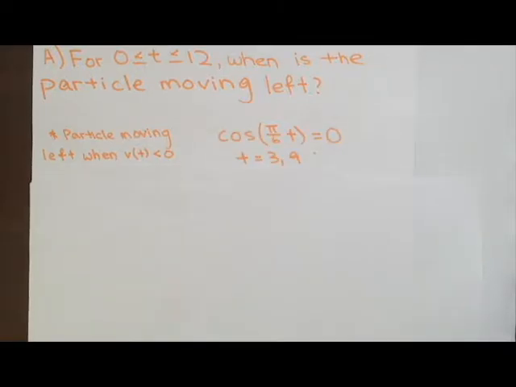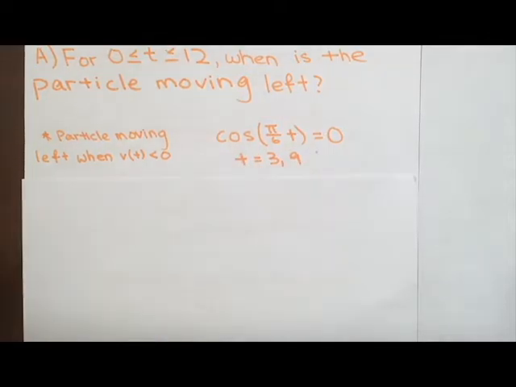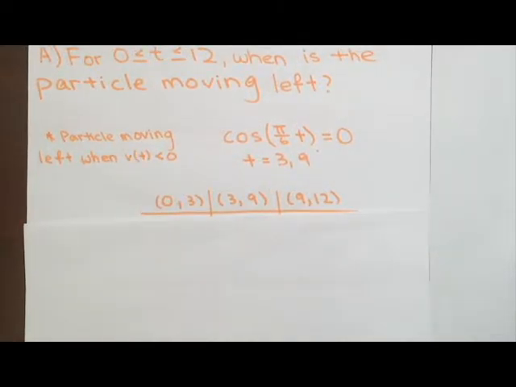To find that, we set the velocity equation, which is cosine of pi over 6t, equal to 0, which gets us 3 and 9. Using 3 and 9, along with the boundary values, which are 0 and 12 here, we can set up 3 different intervals. With these intervals, we can try to find whether the values in between are going to be positive or negative. To do this, we can simply plug in any value within the interval back into the velocity equation. For example, we can plug in any value from 0 to 3 into the velocity equation, and we will get a positive value.